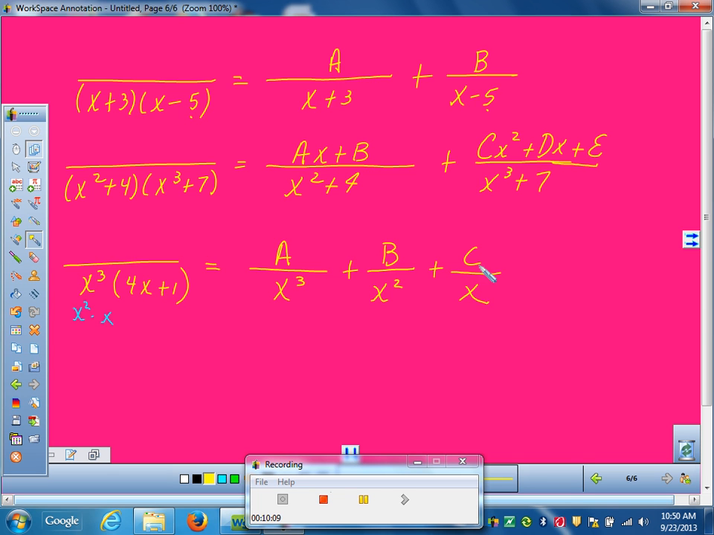Now, chances are good one or more of those letters on top will turn out to be 0. Chances are good all three did not exist in this problem, but you don't know. So it's very possible as you solve it, one of them will come out to be 0. And then if this was 4x plus 1, what would be on top?